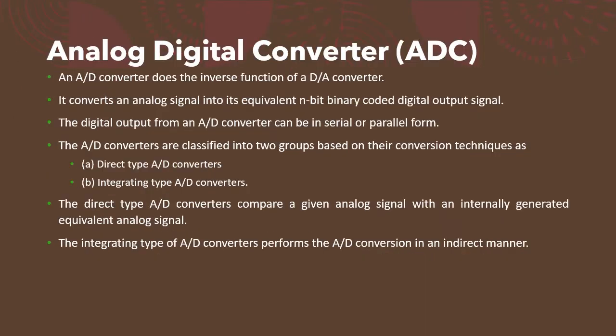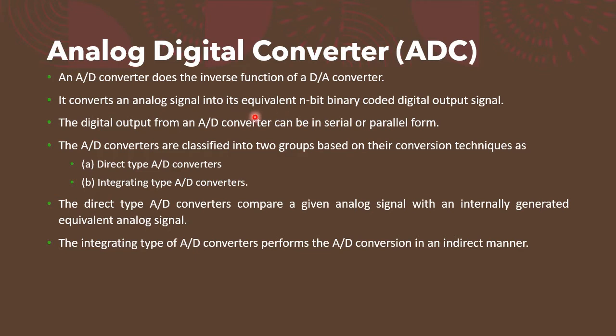And now we move on to analog to digital converter. So here it is the inverse of DAC. It performs the inverse operation of DAC. It converts one analog signal into its equivalent n-bit binary coded digital output signal. So the digital output from an AD converter can be in serial or parallel form. Serial form means the bits will come one by one. Parallel form, at a time all the bits will come.